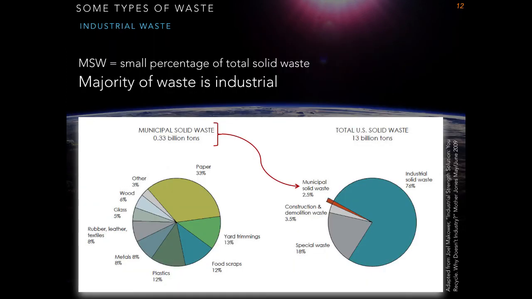Let's go back now to our list and finish up with the last two. So number 4 is industrial waste, which represents the majority of the waste created by our society. Three quarters of the waste created by our society is industrial. As you can see, our daily waste, municipal solid waste, represents only about 2-3%.